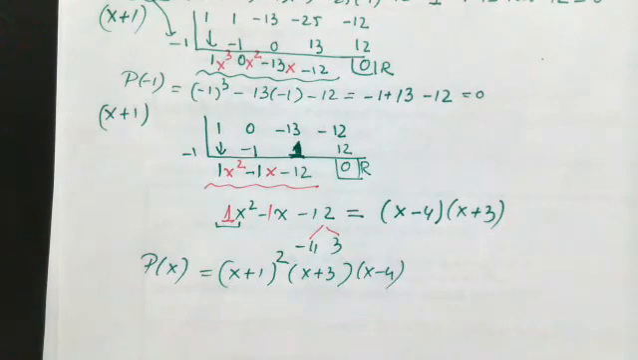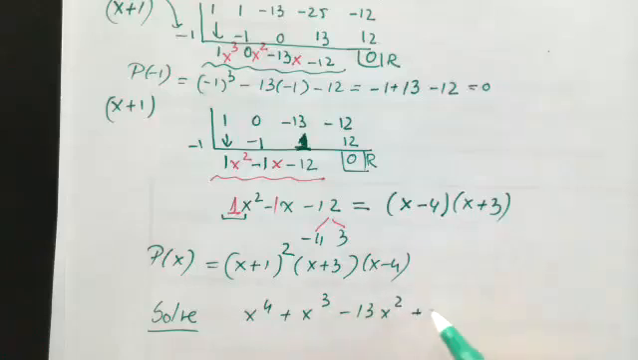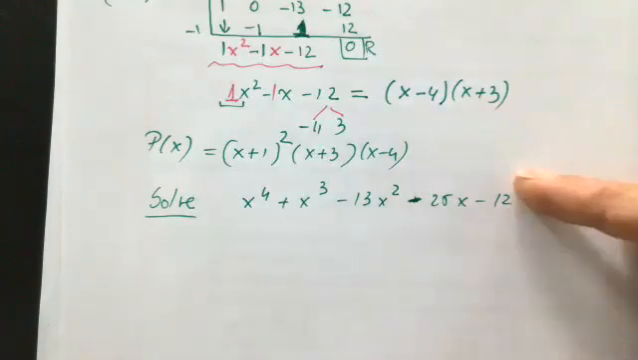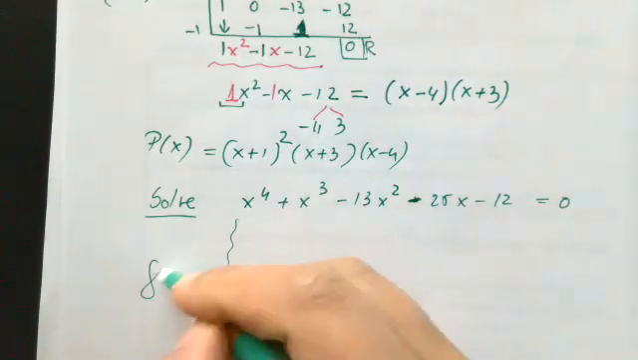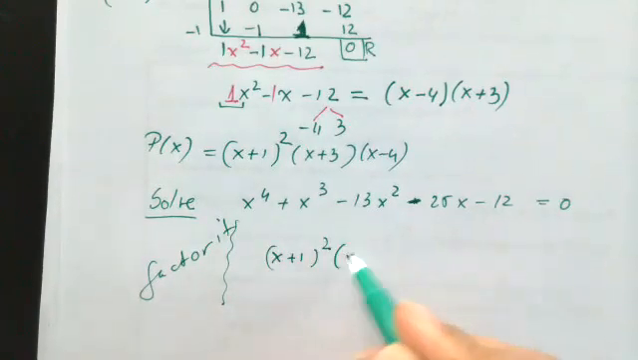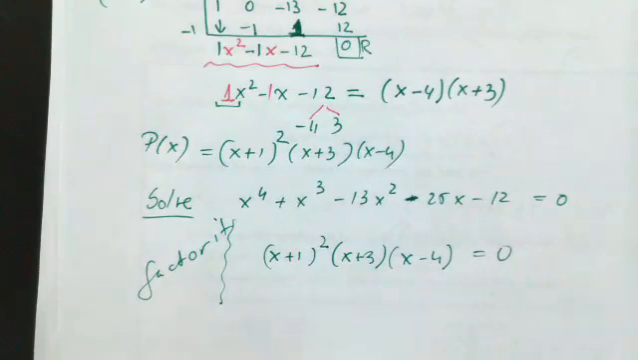Now, if this question were to be an equation, if this question said solve x to the 4 plus x cubed minus 13x squared minus 25x minus 12 equals 0, the process is exactly the same up to here. So you have to go through all this to factor it. So you would get to x plus 1 squared, x plus 3, x minus 4 equals 0. Okay, and then you take each bracket one by one and solve for x in them. That's called splitting and solving.